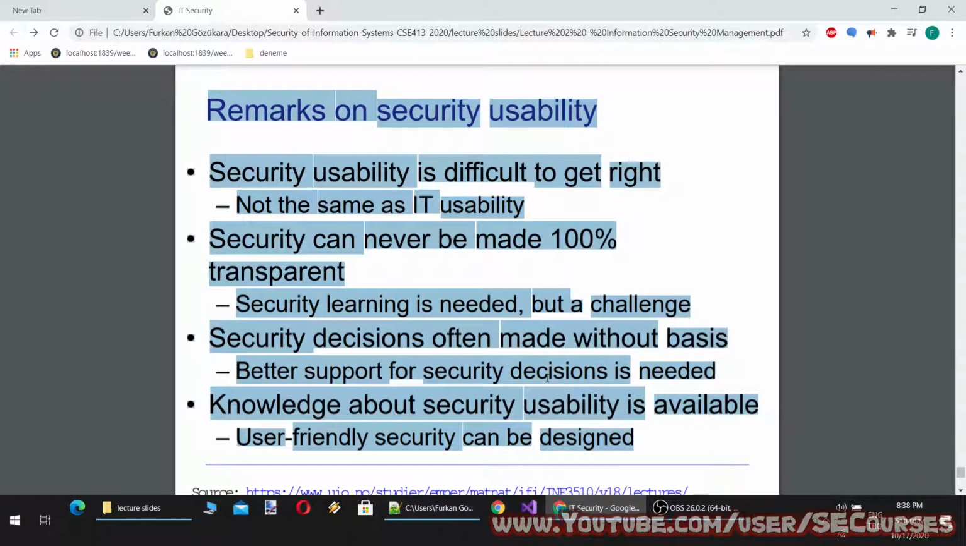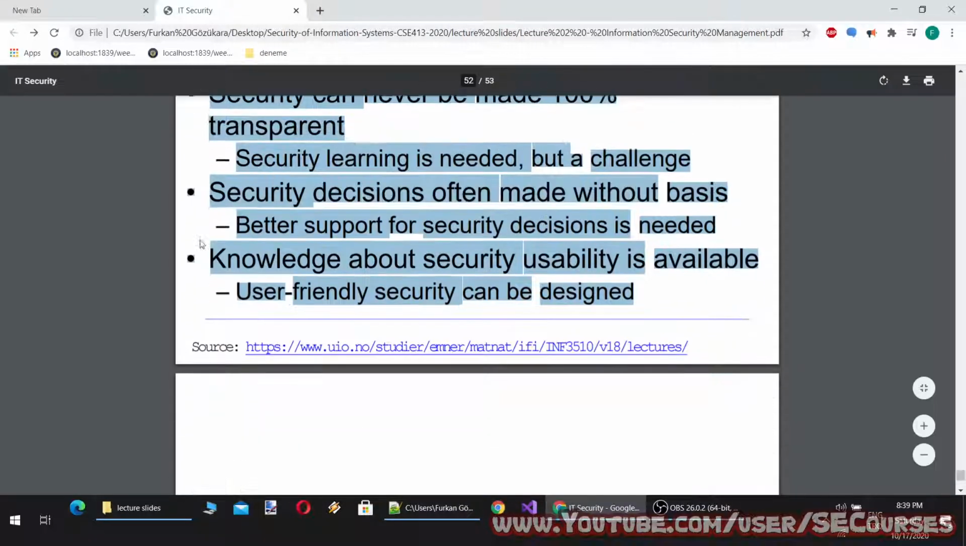Remarks on security usability. Security usability is difficult to get right, and is not the same as IT usability. Security can never be made 100% transparent. Security learning is needed, but a challenge. Security decisions are often made without basis. Better support for security decisions is needed. Knowledge about security usability is available. User-friendly security can be designed.